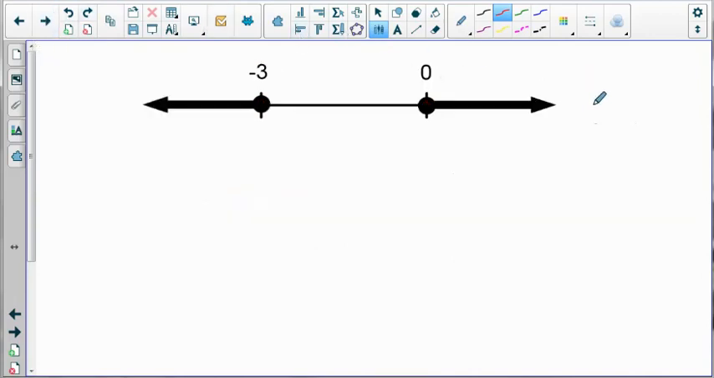All right, go ahead and pause it. Okay, did you give yourself a chance to work this one? If not, pause it and do so.